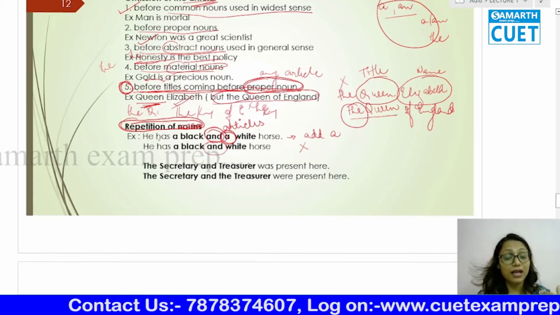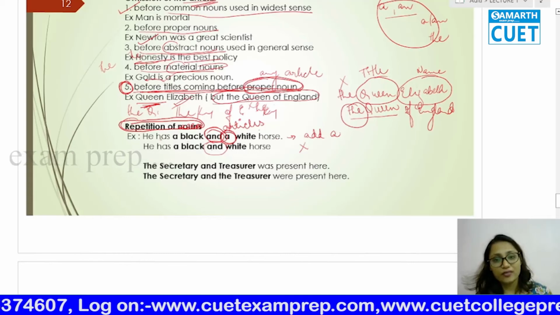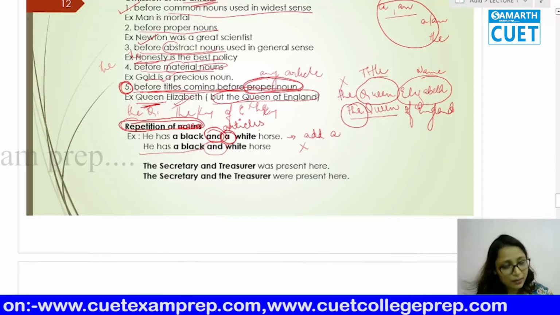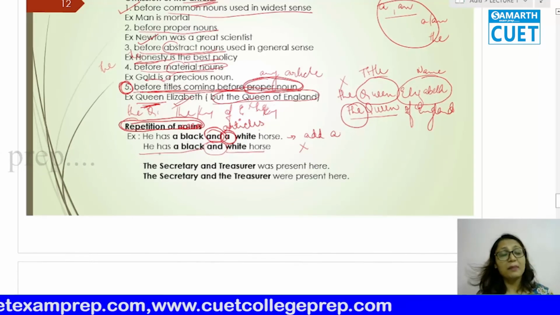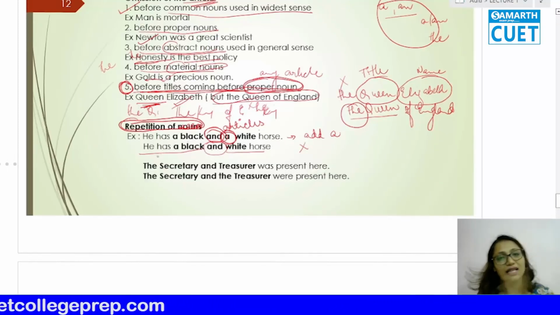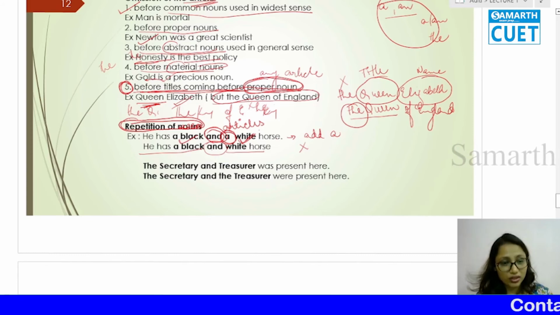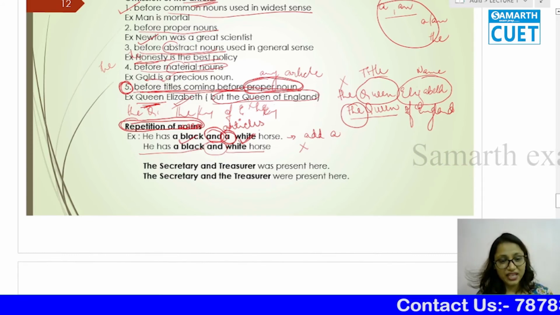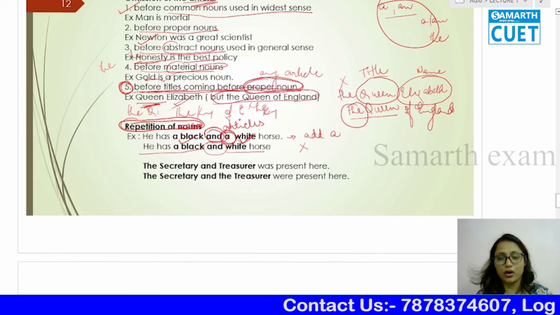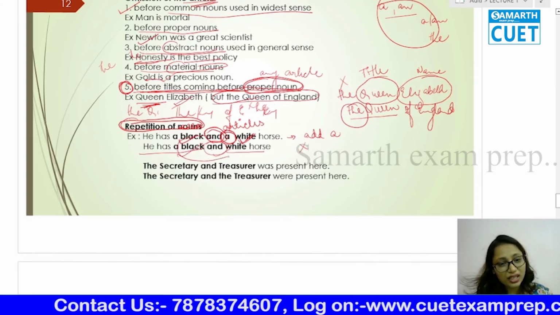मतलब उसके पास एक काला और एक सफेद घोड़ा है. That means उसके पास दो घोड़े हैं, एक काला है और एक सफेद है. And he has a black and white horse means उसके पास एक ही घोड़ा है which is black and white, मतलब आधा सफेद है आधा काला है. You understood? जब आप दोनों nouns के आगे article लगा देते हैं, that means if you put an article before both the nouns, then they become two different objects or persons. और अगर आप एक के आगे लगाते हो, that means you mean a single person.